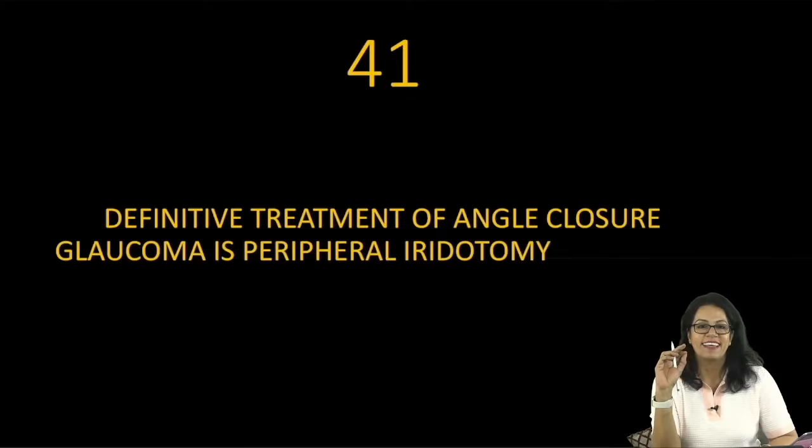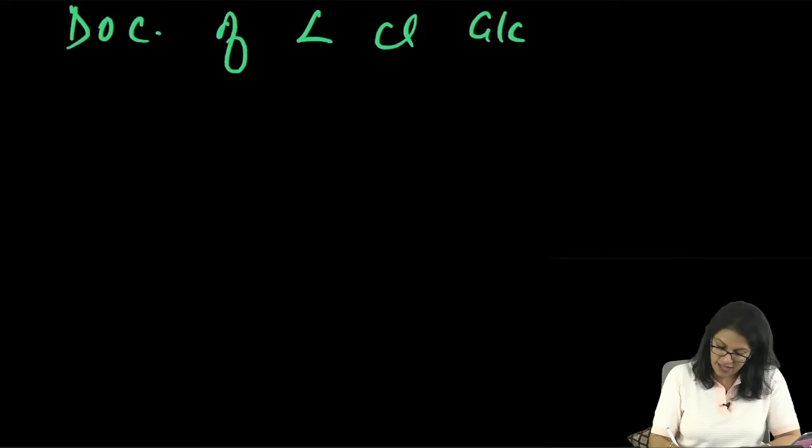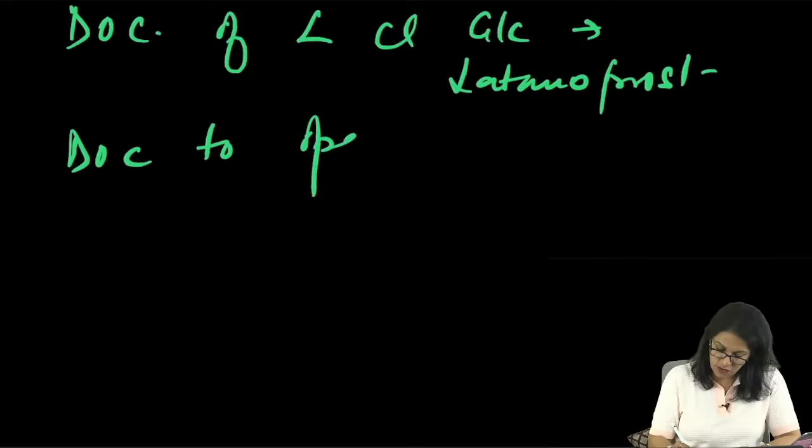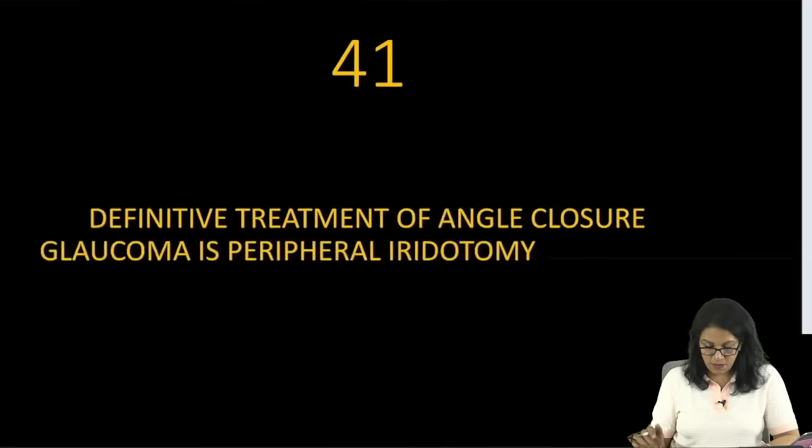Now, if they ask you what is the drug of choice to open the angle, or they are asking you drug of choice of angle closure glaucoma, then they are not mentioning the stage, isn't it? So, let us write like this. If they ask you the drug of choice of angle closure glaucoma, we will answer again latanoprost. But, okay? And if they ask you drug of choice to open angle, of course, you can open the angle only by constricting the pupil. Our answer is pilocarpine. Definitive treatment, it is peripheral iridotomy by NDR.